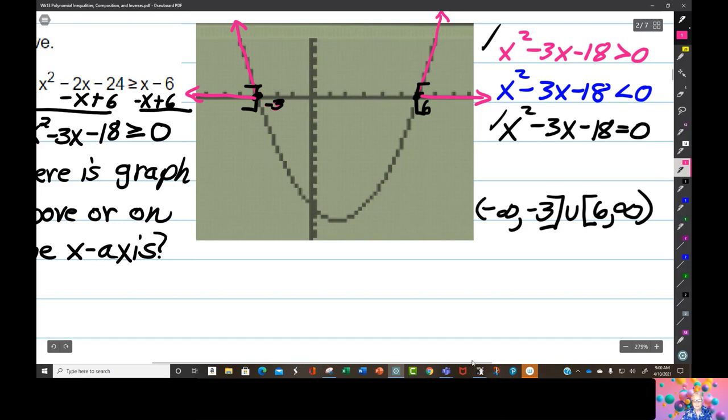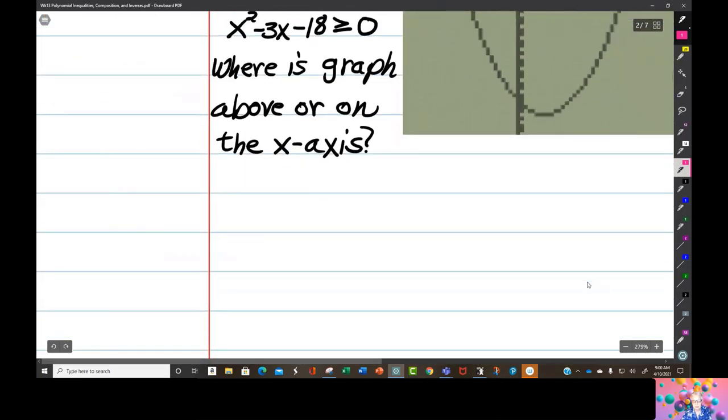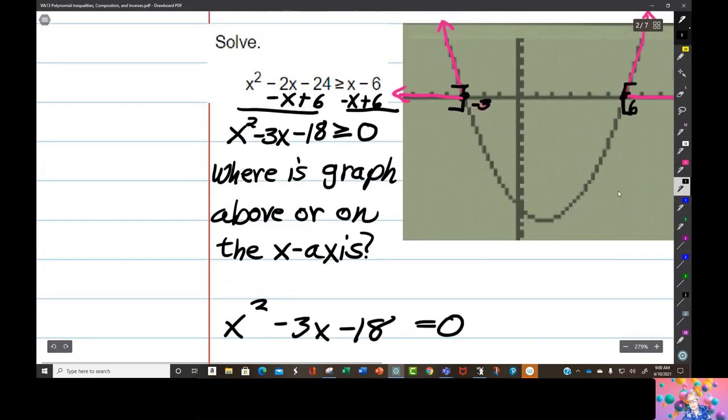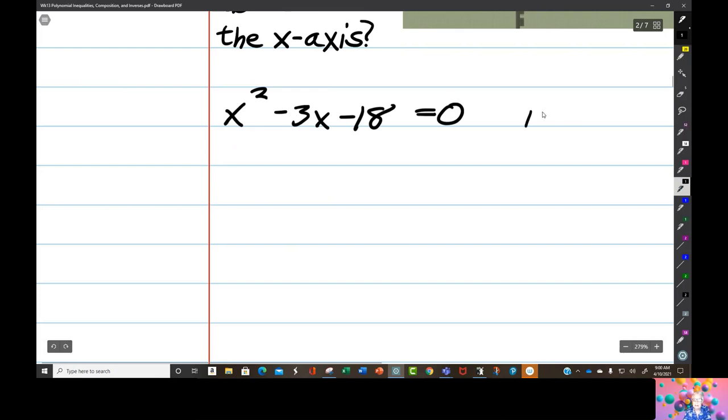So let's make sure. x squared minus 3x minus 18 equals 0, because we need to find that point and that point. Well, 18 equals 3 times 6, and I know that, oh, it's negative 18 though. So negative 18 equals negative 3 times positive 6, or negative 6 times positive 3. And negative 6 plus positive 3 equals negative 3.